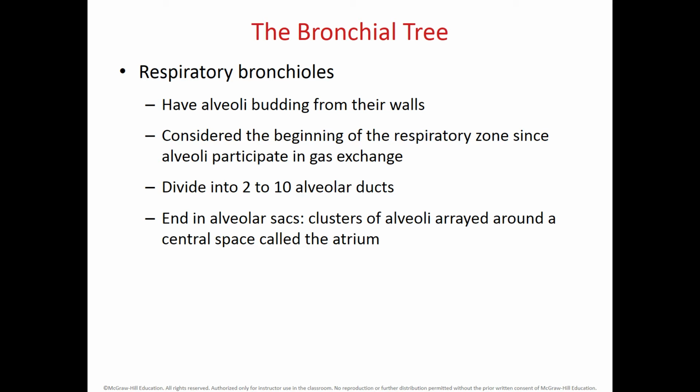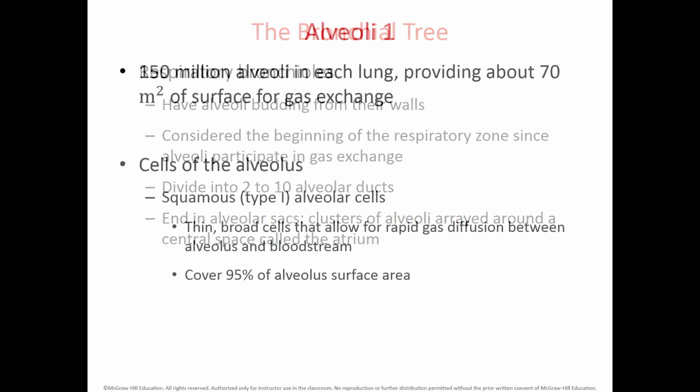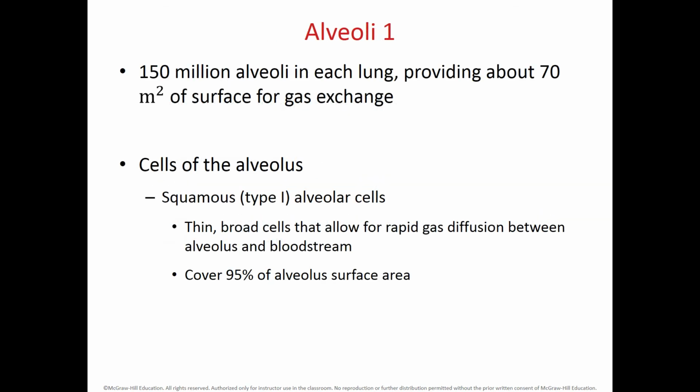And these respiratory bronchioles will divide into 2 to 10 alveolar ducts. And within these alveolar ducts is where we have the actual attachment of these clusters of alveoli that form the alveolar sacs. So we have around 150 million alveoli in each of our lungs, and they will provide 70 square meters of exchange surface for gases.